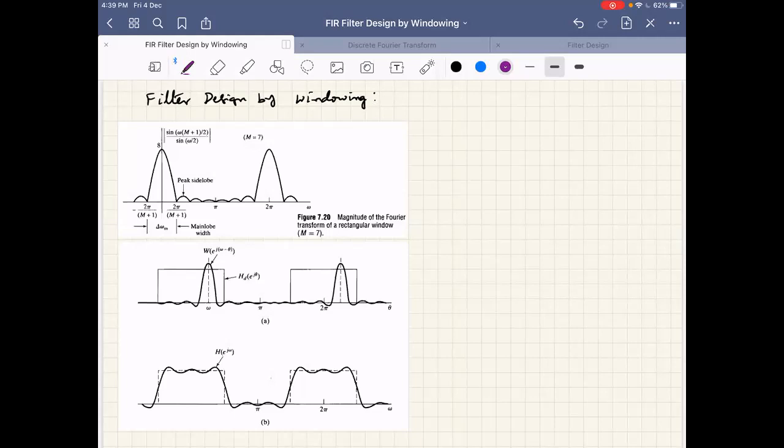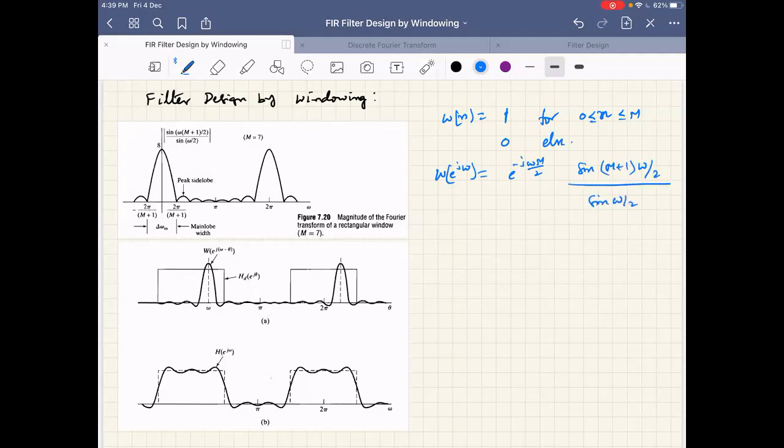So we have seen the rectangular window function is defined as 1 for M plus 1 samples and 0 else. This in frequency domain will give rise to this, and this is plotted here. The plot of this can be observed here.